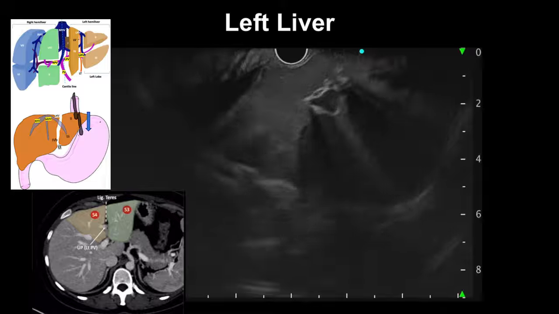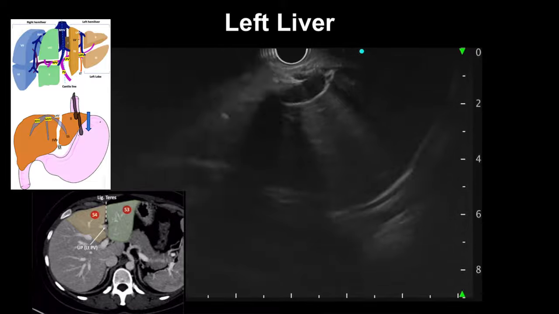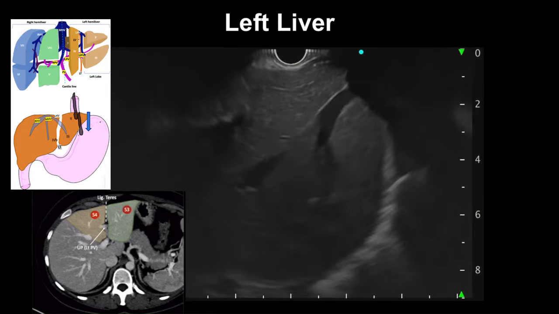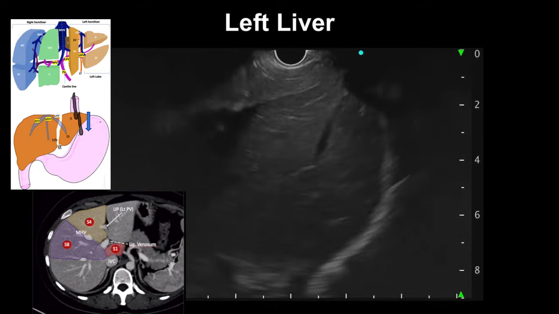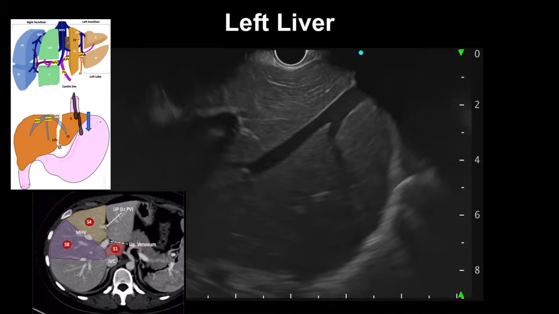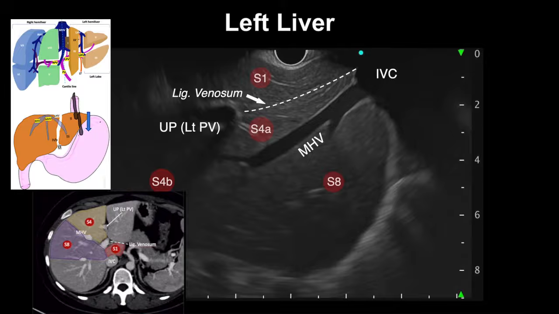Keeping the umbilical portion of the left portal vein in view and pulling the scope with a slight clockwise direction, the ligamentum venosum can be seen as a thin hyperechoic fibrous band connecting the umbilical portion of the left portal vein and the IVC. With a tiny adjustment of the scope, the middle hepatic vein can be seen below as a tubular anechoic structure maintaining its diameter.